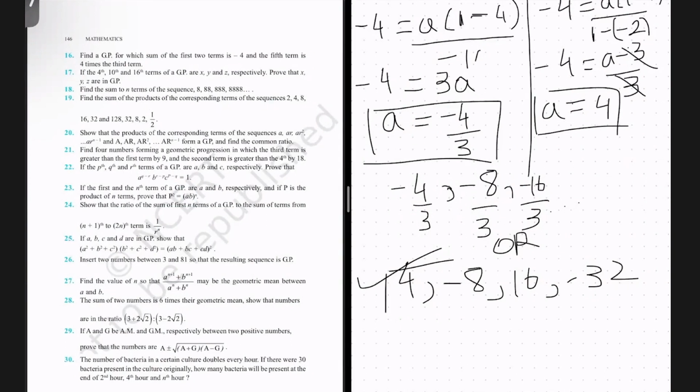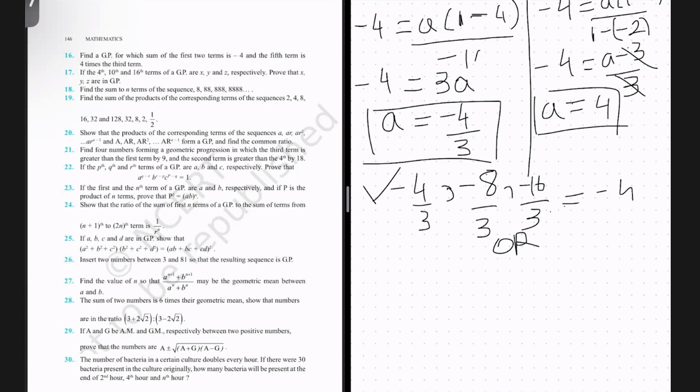And why is that? Why do we have multiple solutions? Because the conditions that we have been given are of the form that multiple things could satisfy them. So if you add minus 4 by 3 and minus 8 by 3, we are going to get minus 4 here. And if you add 4 and minus 8, you are also going to get minus 4. So both of these GPs are going to satisfy your condition, and that is why you have two answers as solutions to this particular question, right? So that was the 16th question for you guys.